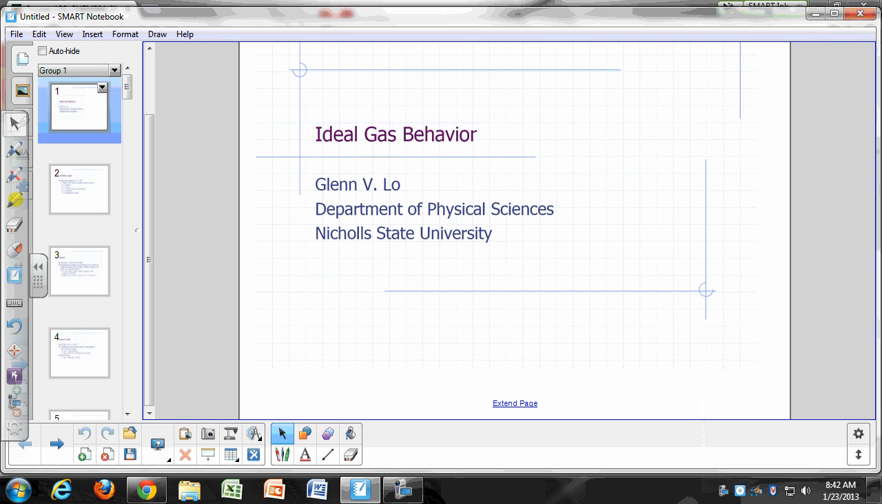Alright, so we're going to start with a review of ideal gas behavior. I've covered this in your freshman chemistry courses, and the reason we're interested in ideal gas behavior is because that's the simplest kind of system that we can apply the thermodynamics principles that we're going to be covering in this class. Okay, so ideal gas.